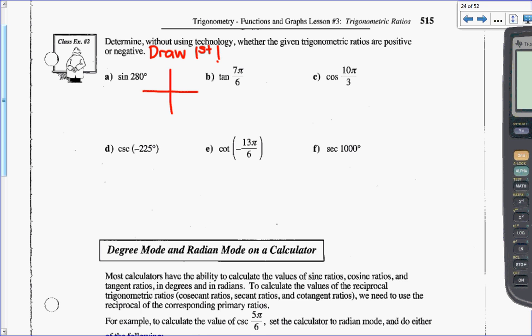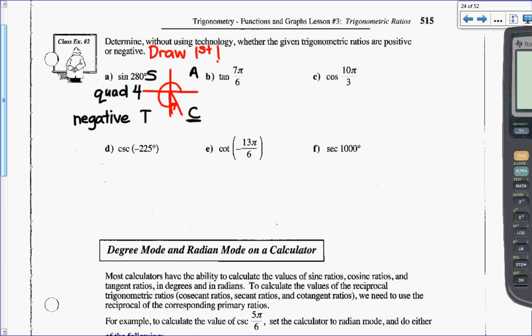280 degrees. Well, it's a positive angle, so it's going in a counterclockwise direction. This is 270, so it would be just beyond that. So we've gone around to quadrant 4. And we're going to use all suckers take chemistry. So cosine is positive in quadrant 4, but sine would be negative. So sine is negative in quadrant 4.